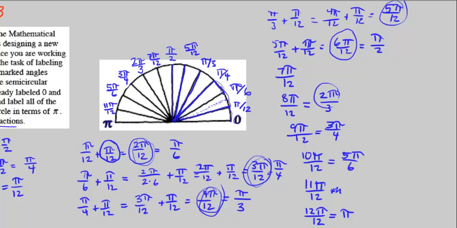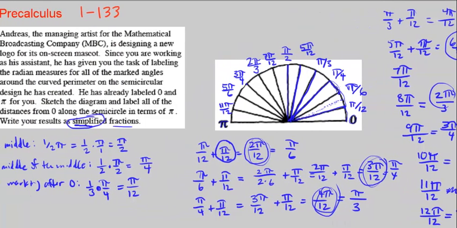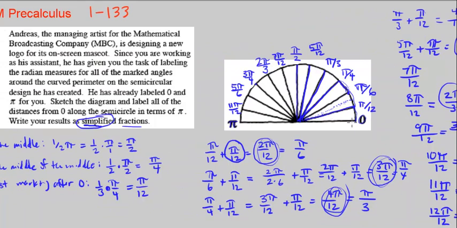So these are the radian markings for all of these distances around the semicircle, like the half of a circle. Okay, so we did a good job of being Andreas's assistant. And this ends CPM Precalculus Chapter 1, number 133.